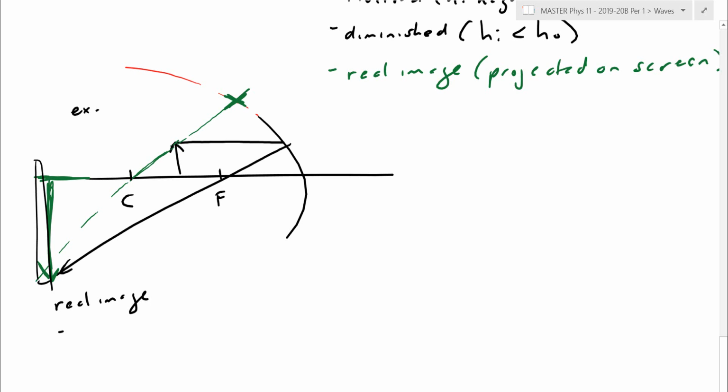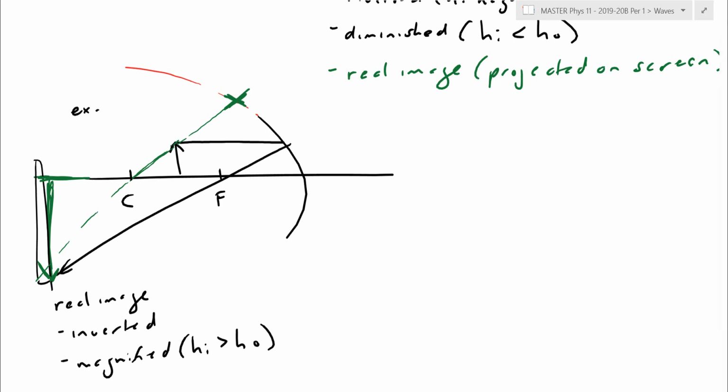In this case here, some language, it's still going to be inverted, it's still going to be upside down, but this time it's magnified. This time it's actually bigger. This time your h of the image is actually bigger than the h of the object. Still a real image because a real light ray goes through it.